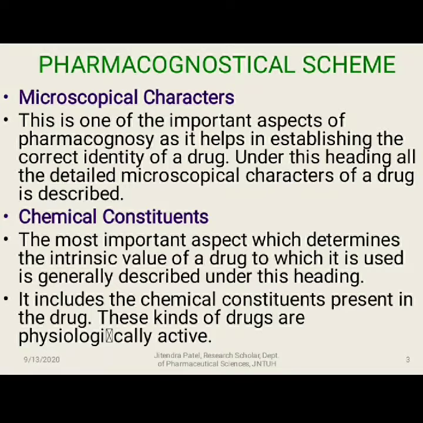Or nicotine from tobacco. In the tobacco plant there is the chemical constituent nicotine, which has medicinal value. So what are the types of chemical constituents present in that particular part of the plant or animal which has therapeutic value, or that we can use as a crude drug. The second point includes the chemical constituents present in the drug. These kinds of drugs are physiologically active, right?